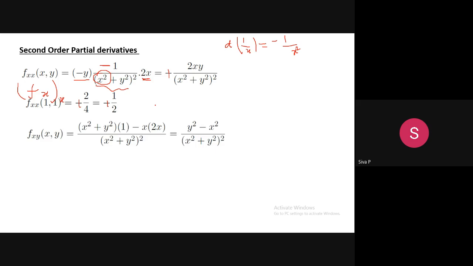Next one is fxy. Differentiation of fx with respect to y. So x square plus y square whole square, keep it x square plus y square, differentiation of y is 1, minus, keep it. You are differentiating fx with respect to y, na? Or fy with respect to x.